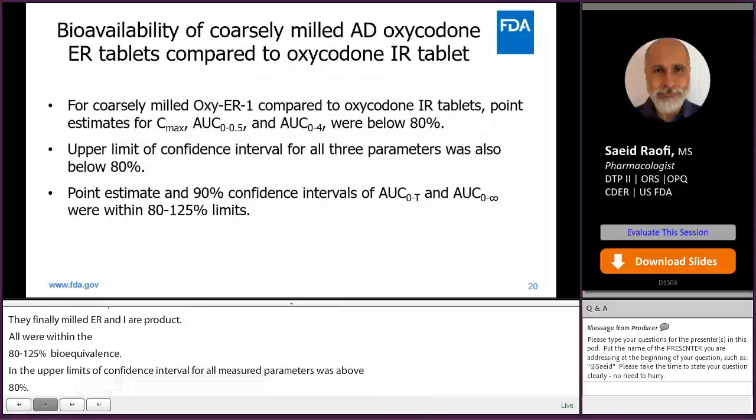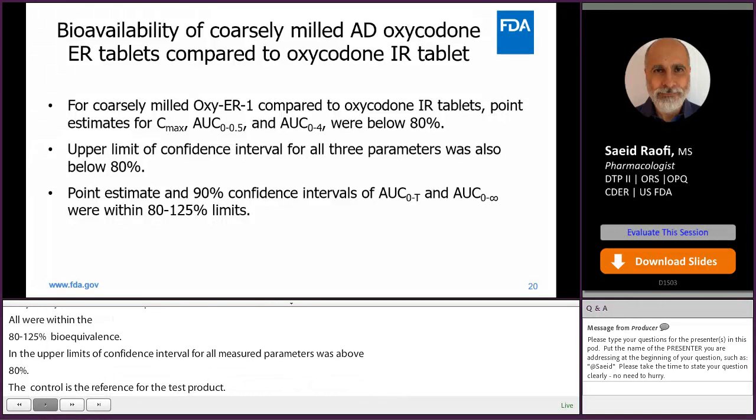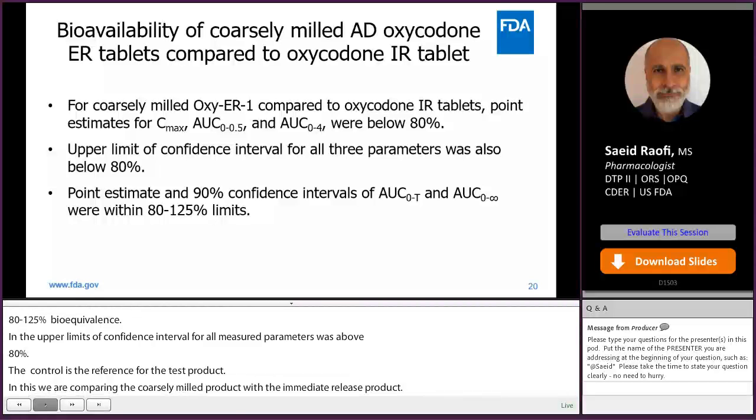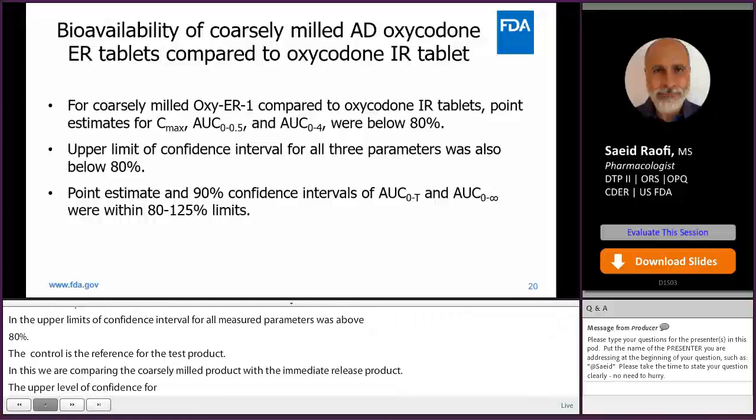In this table, we're comparing the coarsely milled abuse-deterrent oxycodone product with the immediate release product. The upper limit of confidence interval for all 3 parameters was below 80%, and the point estimate and 90% confidence intervals of AUC 0 to T and AUC 0 to infinity were within 80 to 125%.